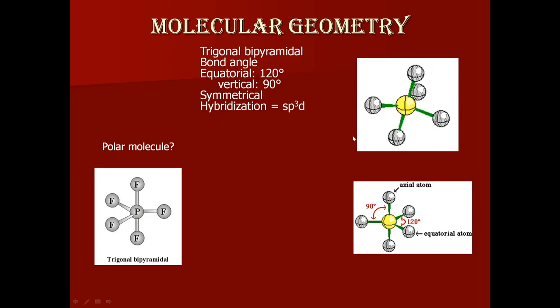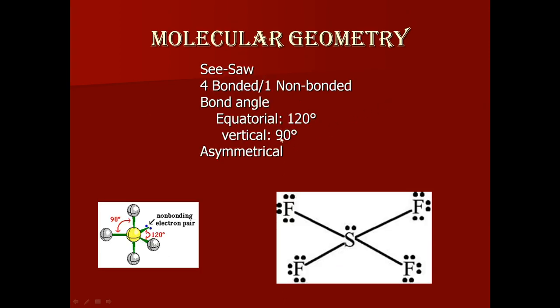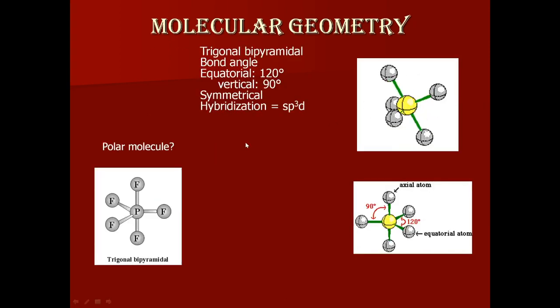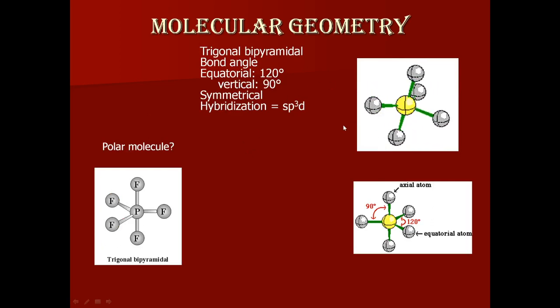So there's five things off the center. We call this the equator here, this equator and the axis. So we get a situation where we have 90s and 120s. My shape's getting a little bit more funky, but yeah, it's fine.